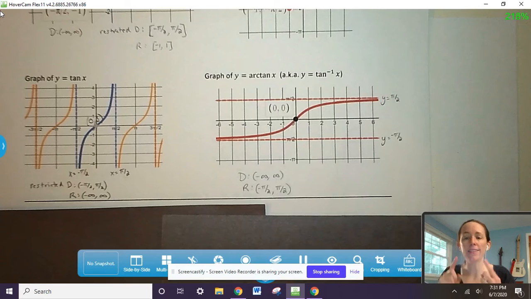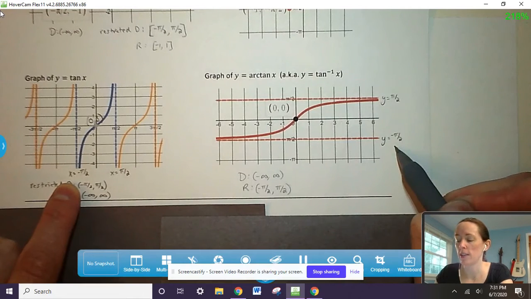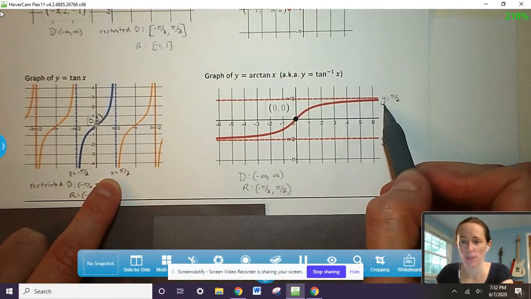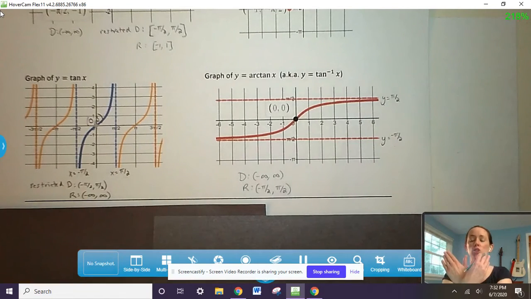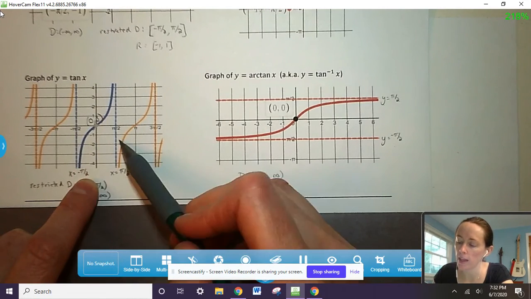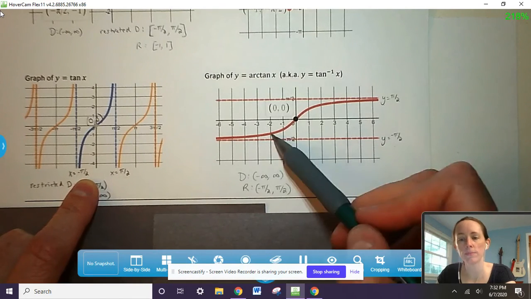And then the asymptotes are going to change for tangent. So instead of x equals -pi/2, we're going to have y equals -pi/2. Instead of this vertical asymptote, we're going to have a horizontal asymptote. So just like all the x's and y's switch, the vertical asymptotes become horizontal asymptotes. And then as far as the concavity, look at tangent from left to right: concave down, then concave up. So its inverse is concave up, then concave down.